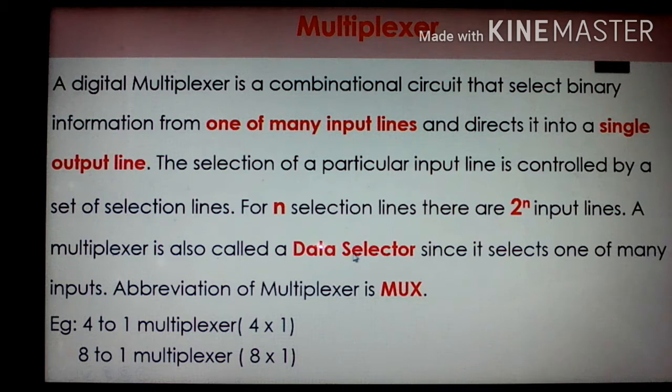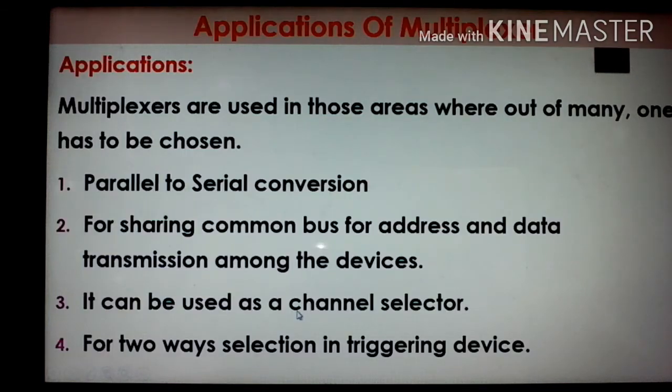A multiplexer is also called a data selector since it selects one of many inputs. The abbreviation of multiplexer is MUX. Examples: 4 to 1 multiplexer or 8 to 1 multiplexer. Then, applications of multiplexer.